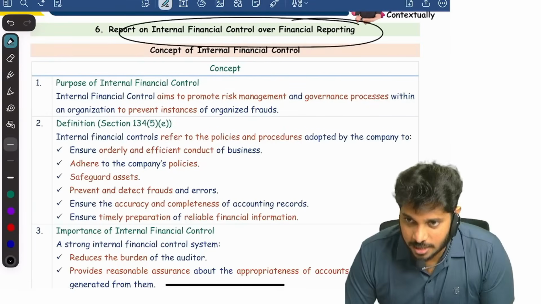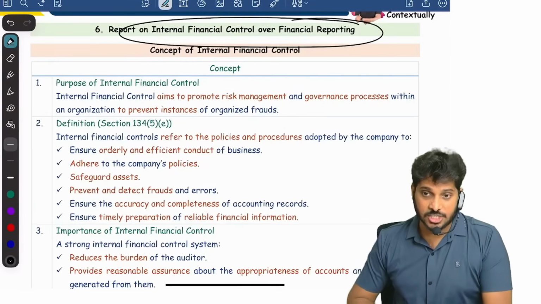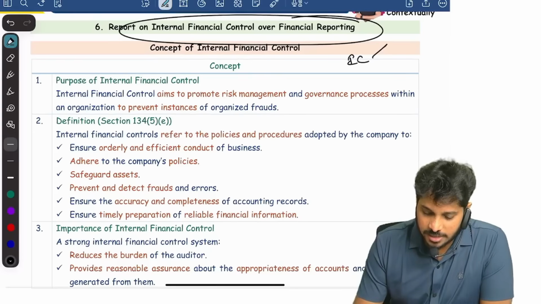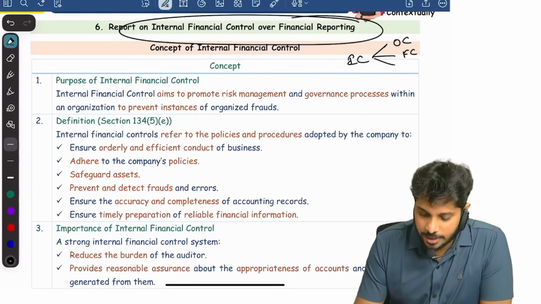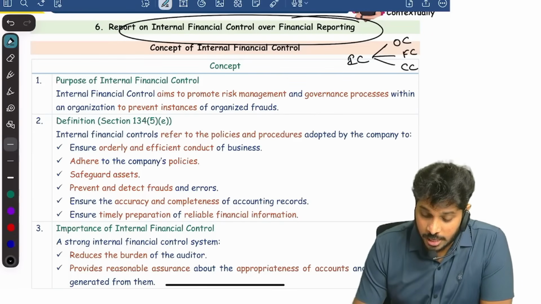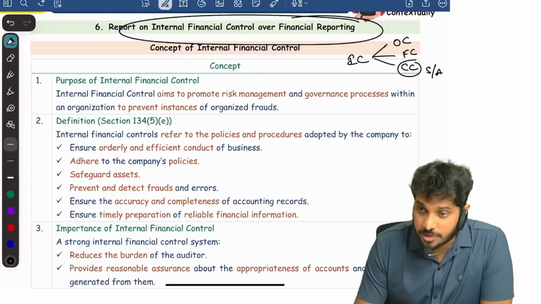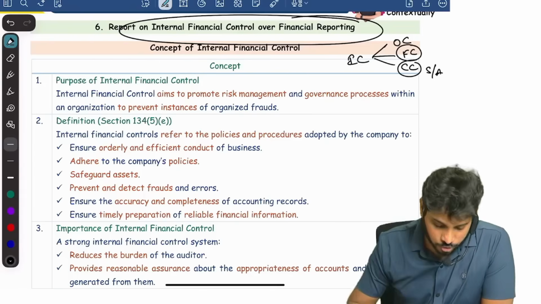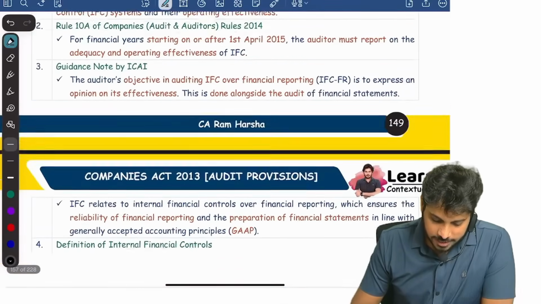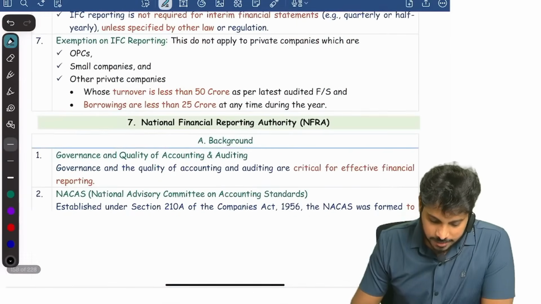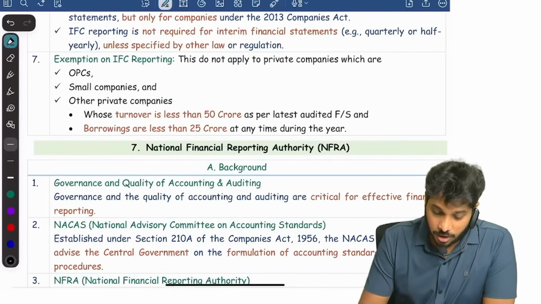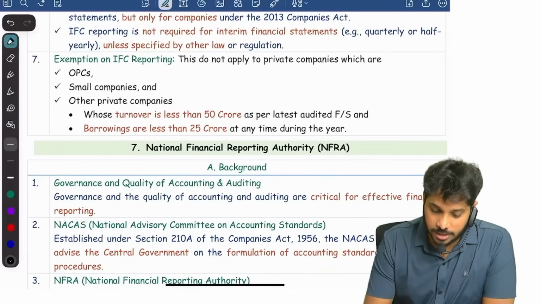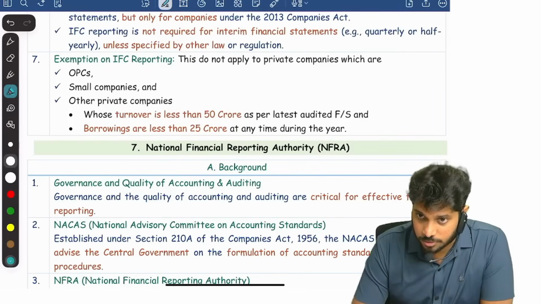What is it? Report on IFC, internal financial controls. See, companies will have internal controls, which are of three types: operating control, financial control, compliance control. Compliance control is what the secretarial auditor focuses on. Financial controls is what we chartered accountants will focus on. Okay, now first of all, IFC is applicable for whom? IFC is applicable for all companies' auditors. Every company auditor has to compulsorily give an IFC report.